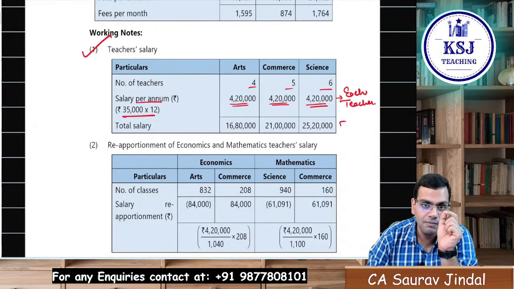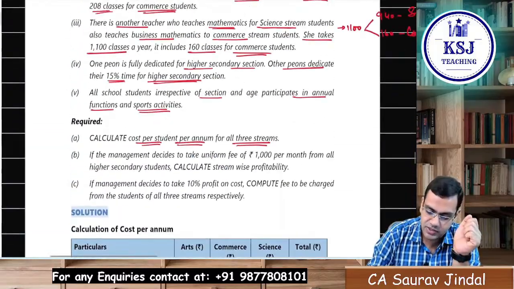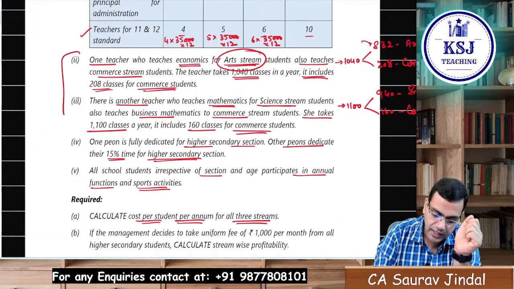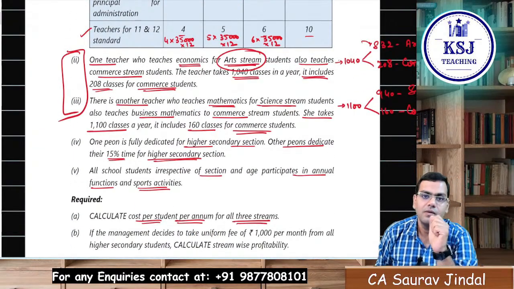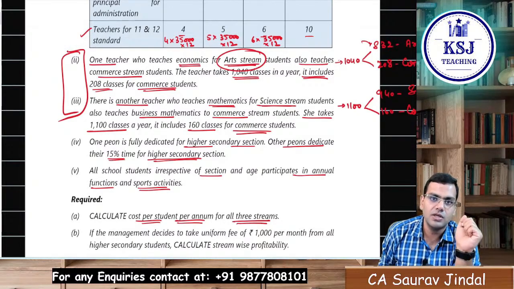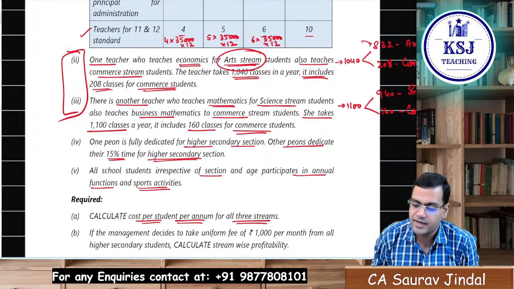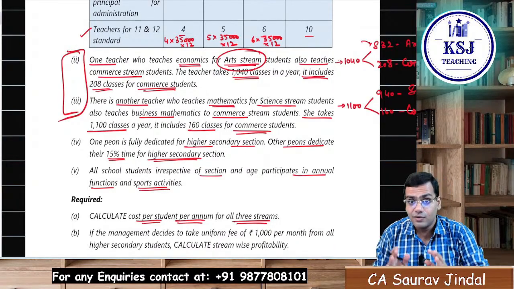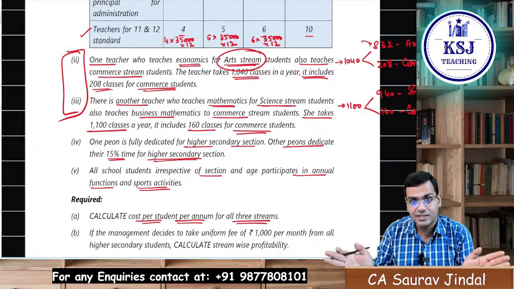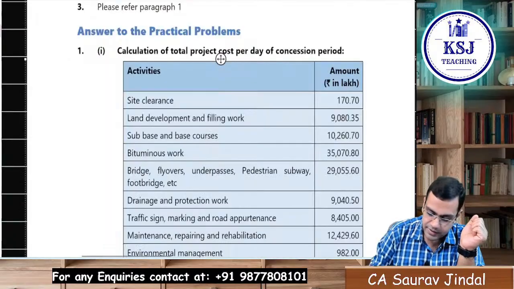Now, very important adjustment here. What is that important adjustment? That is related to point number 2 and 3. Very important adjustment. Let's see the art stream. There is a teacher who is getting a salary of 4,20,000, right? Out of that salary, now you will have to divide that between the arts and commerce. Mainly that teacher is for which stream? The arts stream, right?